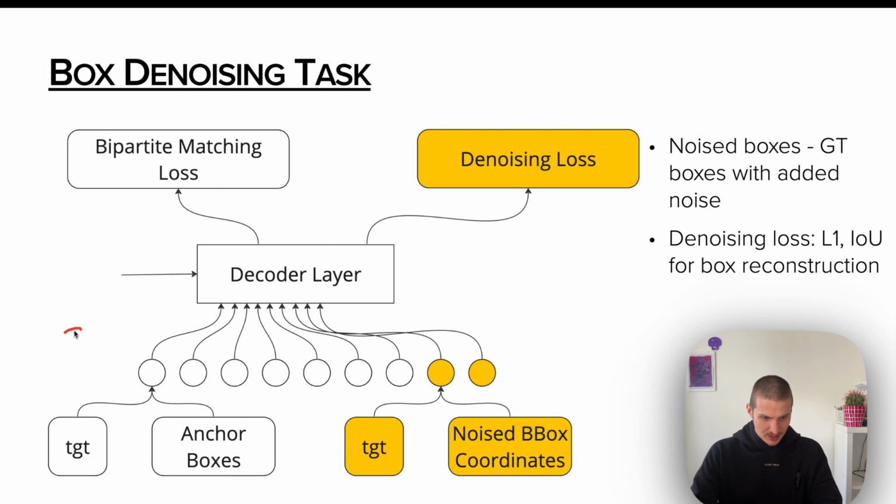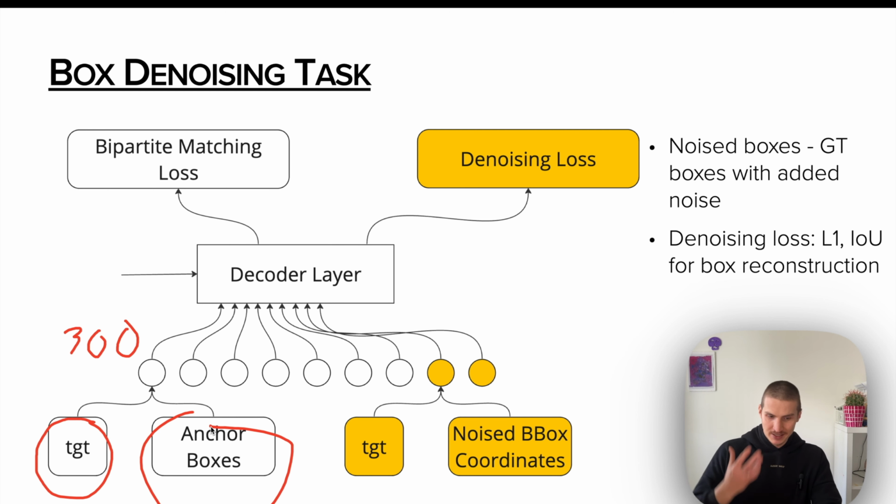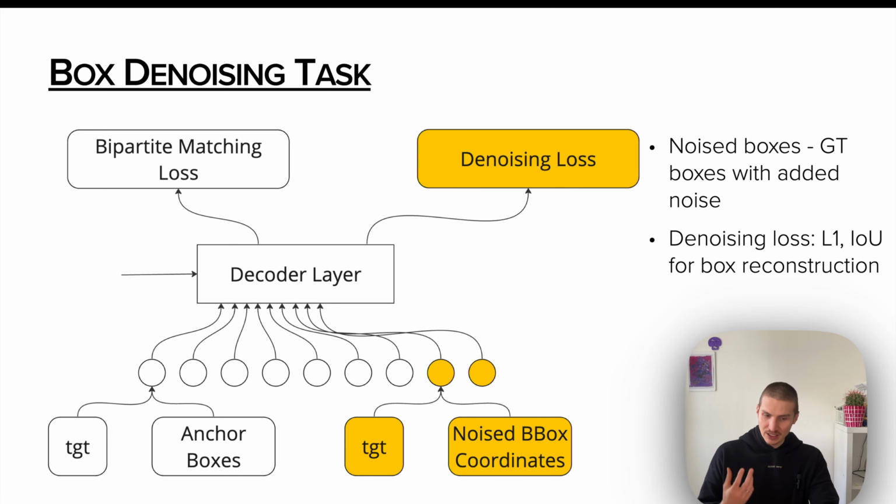And then at the bottom here, we have 300 white queries that perform the same way they did in the DAB Detr, where we add target to anchor box priors. And in DAB Detr, target was just initialized as 0 in the first layer, and then it is the decoder layer output for second layer and so on. And anchor boxes are the actual trainable priors for the bounding boxes.